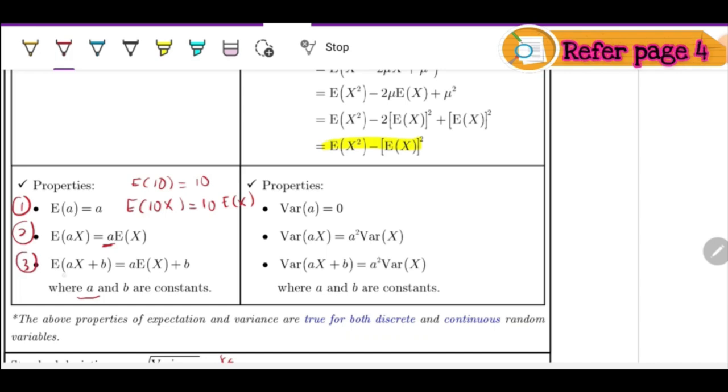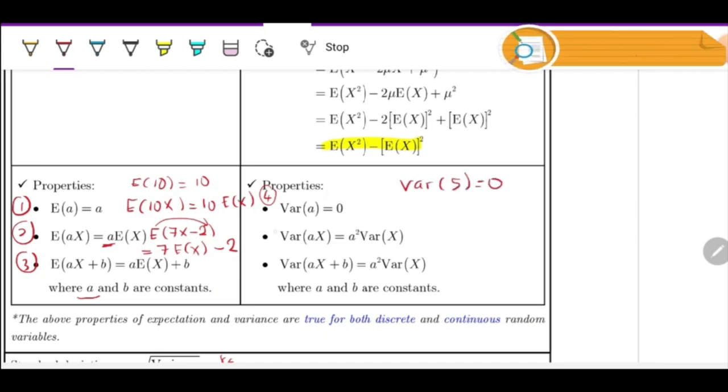Property number 3. Expectation of aX plus b equals a times the expectation of X plus b. For example, expectation of 7X minus 2. So it becomes 7 times the expectation of X minus the expectation of 2, which is 2. Property number 4. Variance of a constant is equal to 0. For example, variance of 5 is equal to 0.